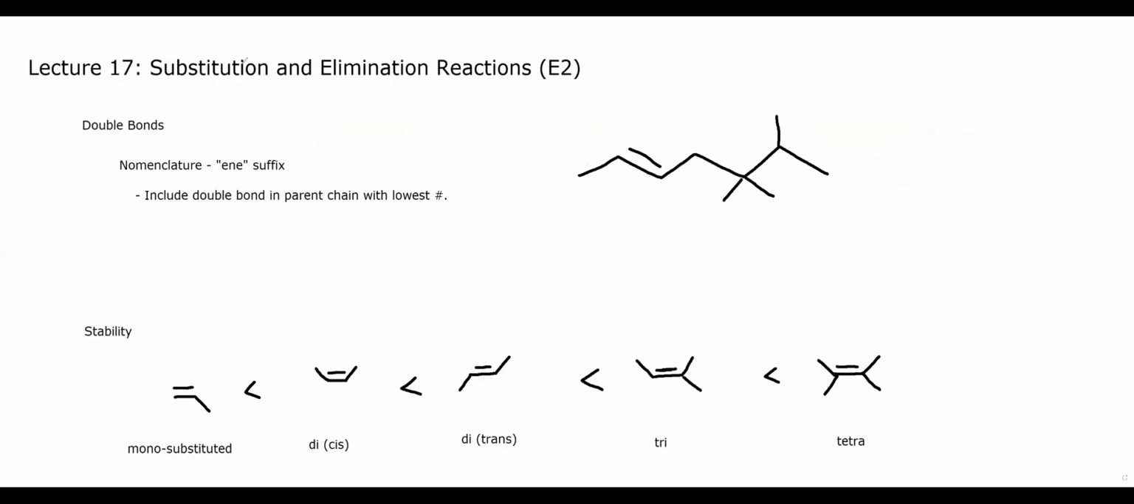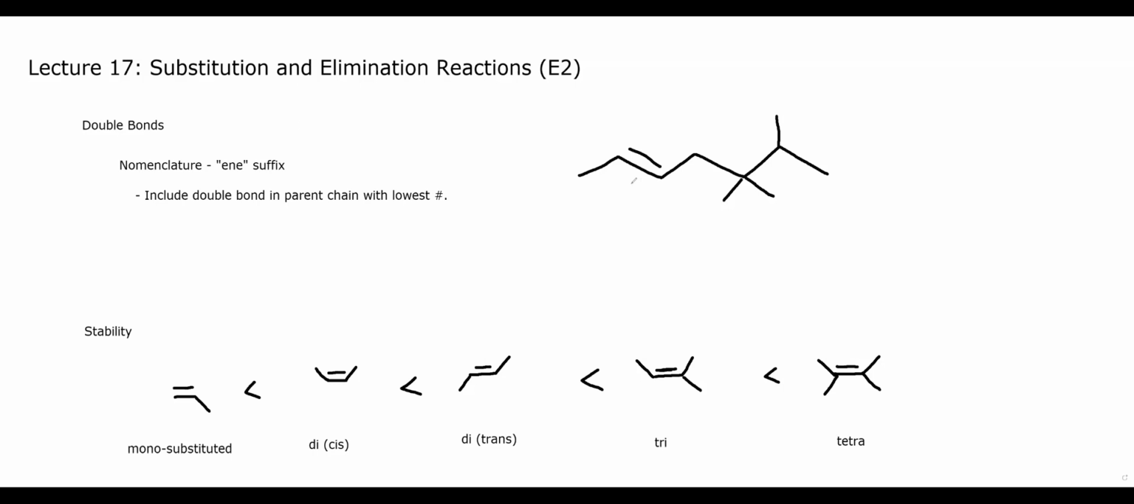Okay, so now looking at double bonds, just a little bit of information on double bonds before we start. For nomenclature, it's just as with single bonds. The only real difference here is that we need to make sure we include the double bond in the parent chain and give it the lowest possible number. And we ignore the other groups on the chain and just focus on that double bond and give that double bond the lowest possible number.